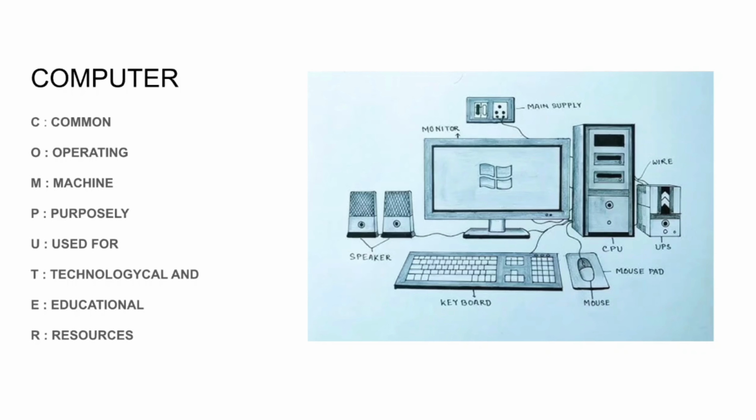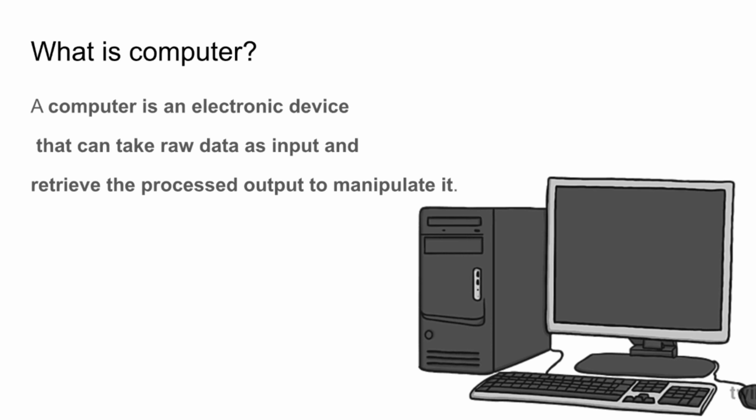Let's start. The abbreviation of computer. C means common, O means operating, M means machine, P for purposely, U means used for, T means technological, and E means educational. R is basically resources. Commonly we know that computer means common operating machine purposely used for technological and educational resources.